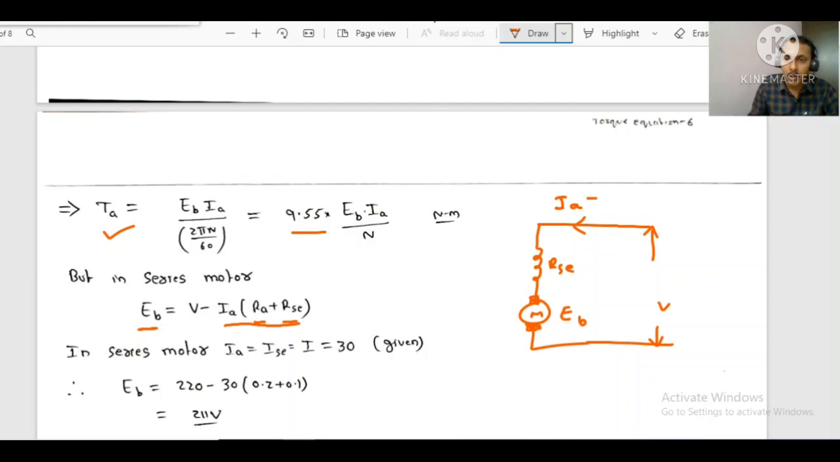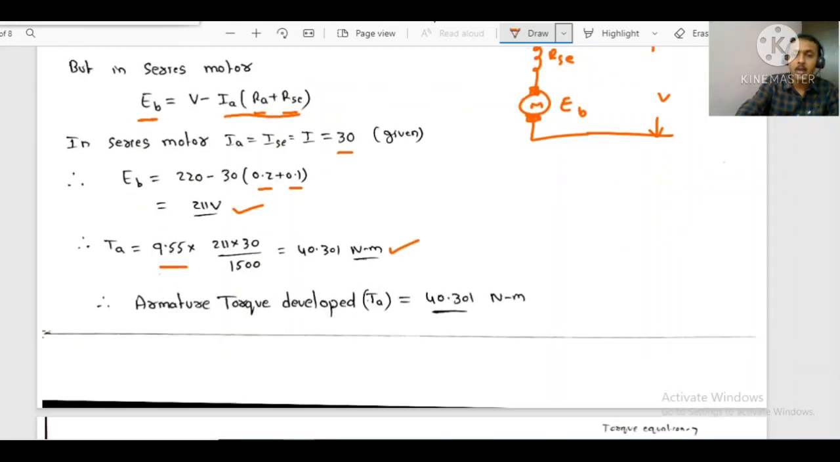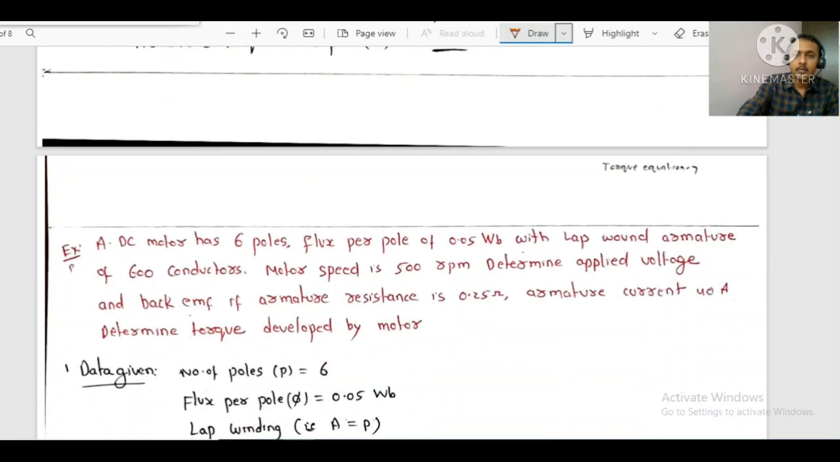But in a series motor, all are in series. Armature current is the same as the series field winding current, which is the same as the current drawn by the motor. In the data given, the current drawn by the motor is 30 amps. So indirectly, IA is 30. RA is given as 0.2 ohms, RSC 0.1 ohm. Therefore, back EMF EB is 211 volts. Clear? Now, TA equals 9.55 into EB into IA divided by N. It is around 40.301 Newton meter. That much torque is developed at the armature. Clear? Right.